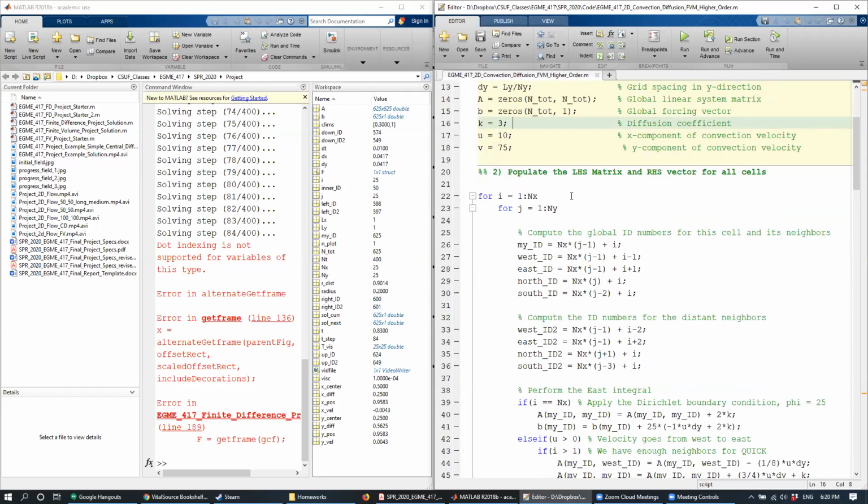Okay. So the next part is section 2. Remember, this is always where most of the meat is going to be. So the first thing we have is our nested for loop. So we have for i, it goes from 1 to nx, and then for j goes from 1 to ny. And just like before, the purpose of these two for loops is to visit every cell in our mesh. Okay.